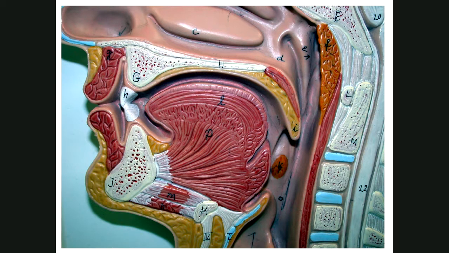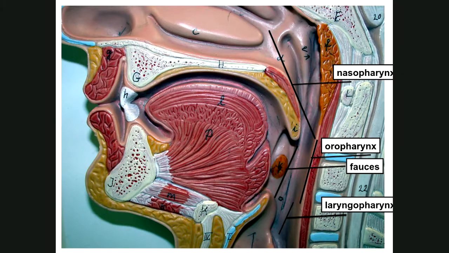Well, we can see that on the model here too. So remember, there's our external, here's our internal, and then here's the pharynx right here. And so again, we can divide this up into three parts: the nasopharynx, the oropharynx, and the laryngopharynx. You should also remember there's an opening right here that the food and liquid goes through, and air, to get into the pharynx. That's called the fauces.